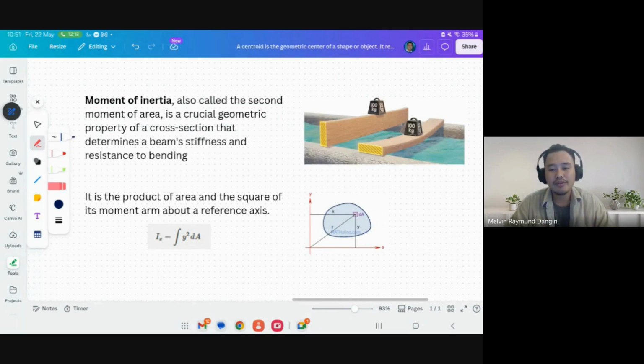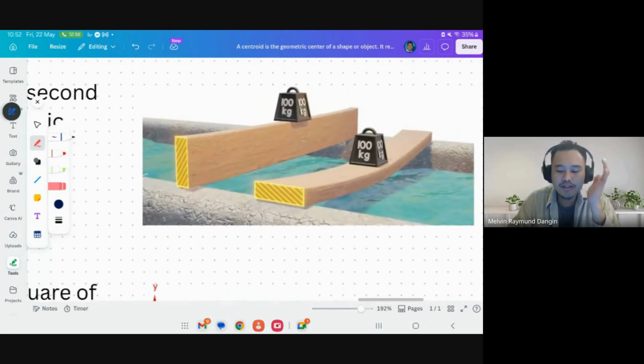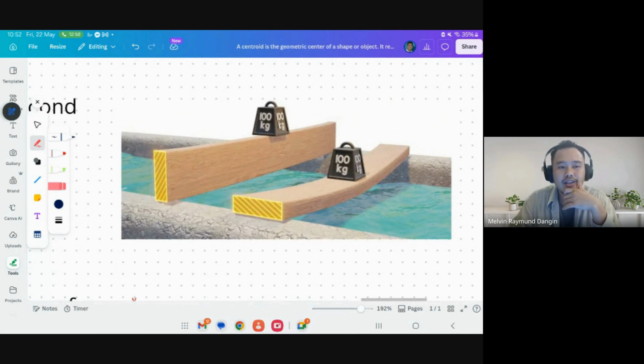It's somehow going to be also a bit of an introduction to your next course, which comes after this, which is the strength of materials. So we're going to look at more the internal forcing of an object. So it's kind of a preparatory property. All right. Moment of inertia, also called the second moment of area, is a crucial geometric property of a cross-section that determines a beam's stiffness and resistance to bending. So you already experienced this, or perhaps observed this in real life.